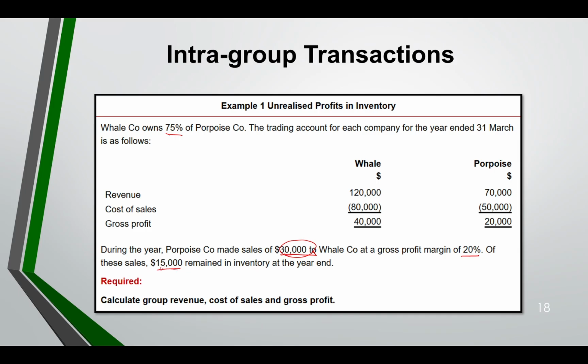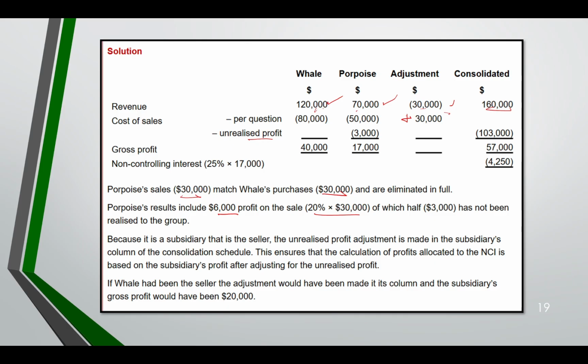15,000 remain in the inventory at the year end, and that means out of this 30,000 sales, 15,000, half, if you take the percentage, is 50% remaining in the inventory. So your unrealized profit is also 50%. That is half of 6,000. So this 3,000 is your unrealized profit.